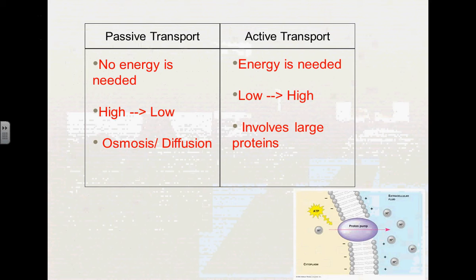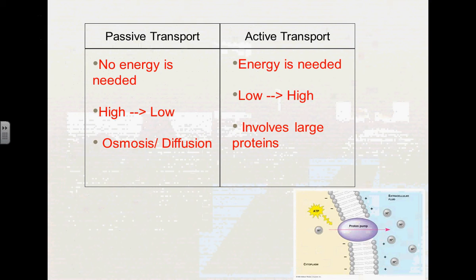And so sometimes cells need to move things the opposite way, from low to high. If they're going to do that, they have to use up some energy. And often it involves these special types of proteins that move the molecules from a low concentration to a higher concentration. If we think about my example the other day, I said if I took every 7th grader and forced them in this room, closed the doors, that would be what kind of concentration? High. A high concentration of students in this room.